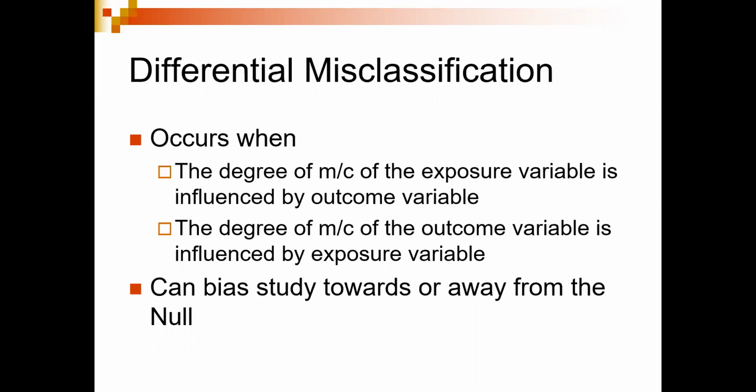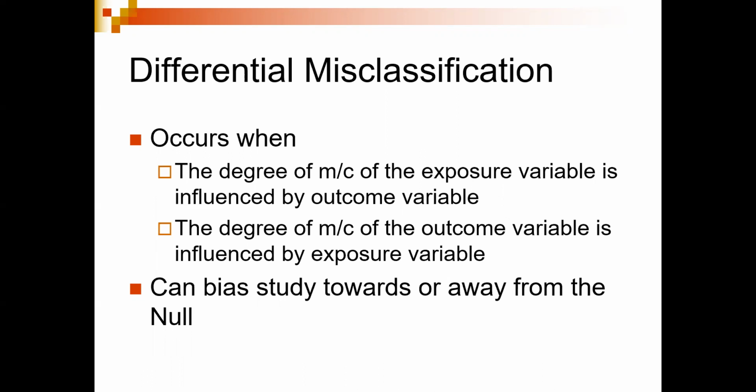What is differential misclassification? It occurs when the degree of misclassification of the exposure variable is influenced by the outcome variable, or the degree of misclassification of the outcome is influenced by the exposure. So it means the exposure or the outcome is actually influencing the way you are placing your cases, your controls, or exposure or non-exposure. So these two are influencing each other.